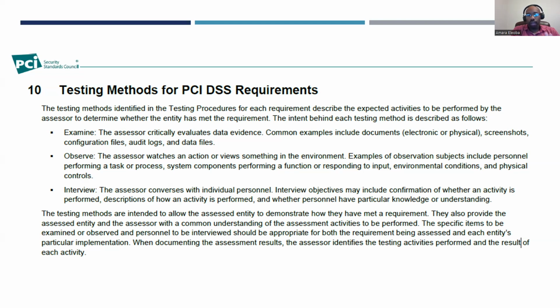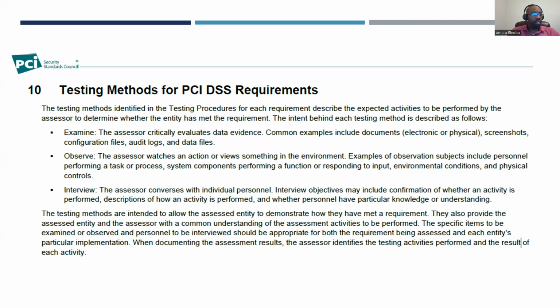So when you hear the word examine, the assessor would examine the data or the evidence, and there can be screenshots, data files, or whatever is provided to show that that control is being met. Then for observation, the assessor can watch an action. Can you perform this action? Can you log in? I want to make sure that you are meeting that control.